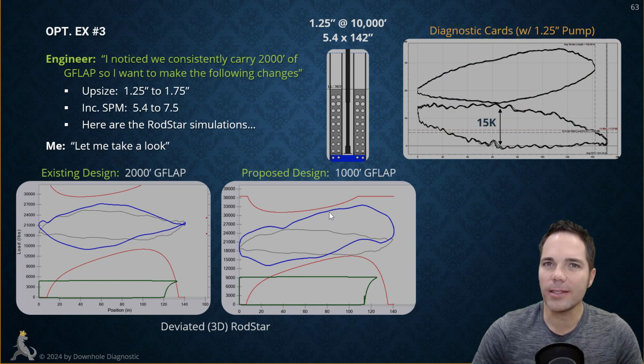The only problem is that this is the way it actually currently is. These are diagnostic cards. With the current design, this is what it actually looks like. Diagnostic cards means that I'm actually out in the field acquiring dynamometer cards on this particular well, and this is how they're drawing right here. So he's saying this is how the well currently looks in his simulation in his air-conditioned office, and I'm saying, yeah, you're simulating that, but this is actually how it looks.